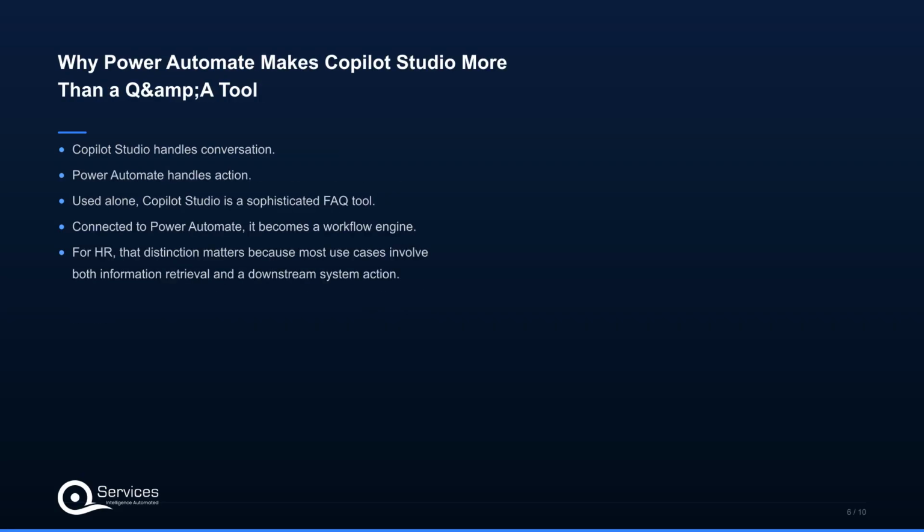Let's talk about why Power Automate makes Copilot Studio more than a Q&A tool. Copilot Studio handles conversation. Power Automate handles action. Used alone, Copilot Studio is a sophisticated FAQ tool. Connected to Power Automate, it becomes a workflow engine.